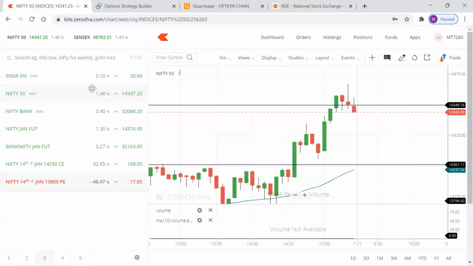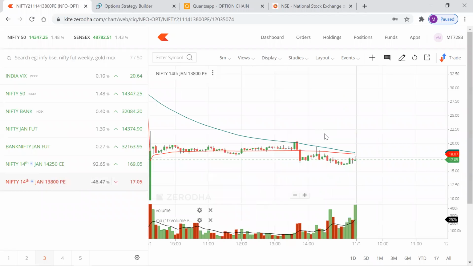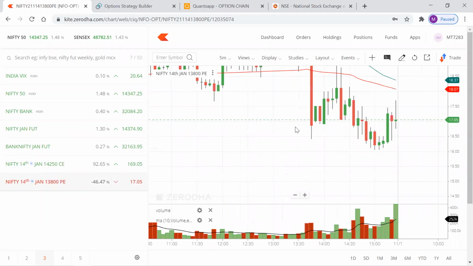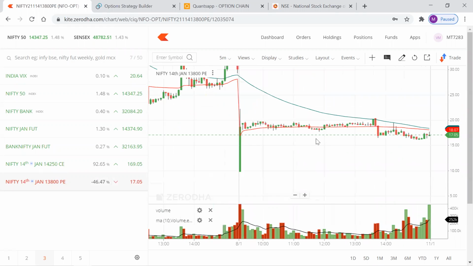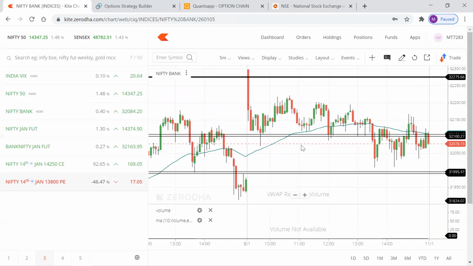Okay, so if you're dealing with a 13,800 put, you need to be looking at the original Nifty chart. You need to be making your analysis on this only. You should not be looking at the PE chart or CE chart, because this won't teach you anything. The chart will be very messy. Instead, look at the underlying asset chart, which is the Nifty chart or Bank Nifty chart. You will learn a lot.